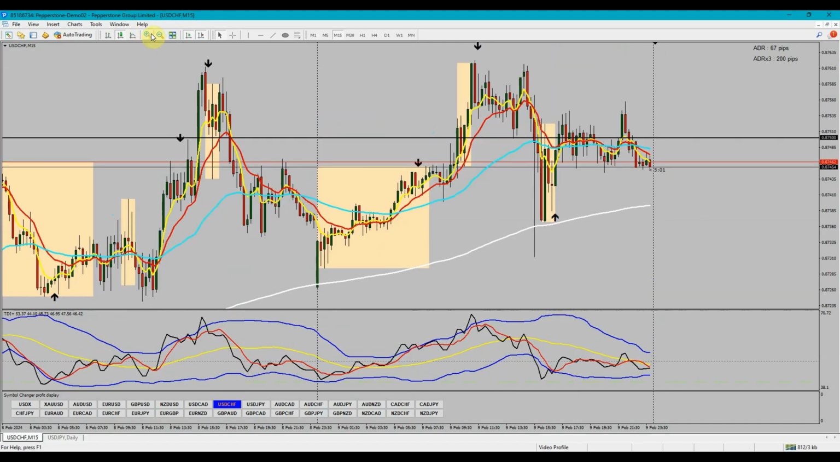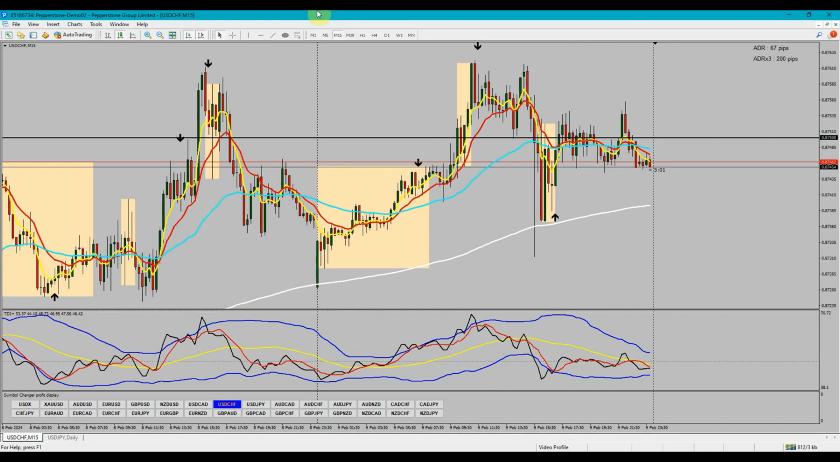Am I saying I'm going to start selling USD CHF now? Absolutely not. That is not what I'm saying. I'm saying that I would be cautious that there is a potential, a possibility that USD CHF could be getting ready for a potential reversal.